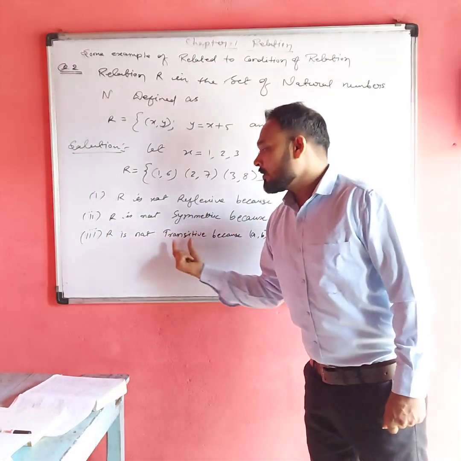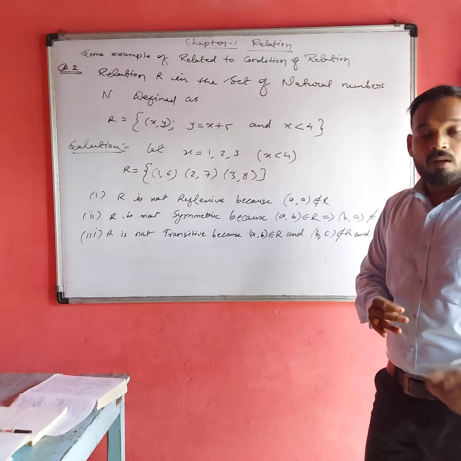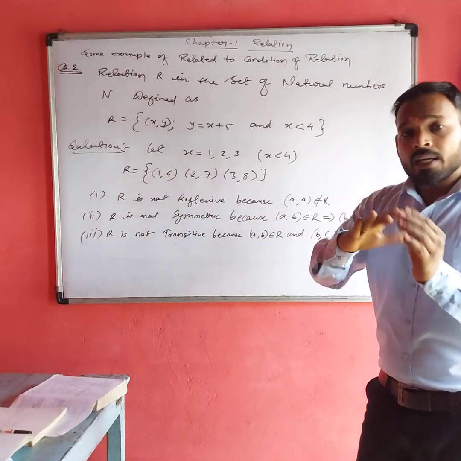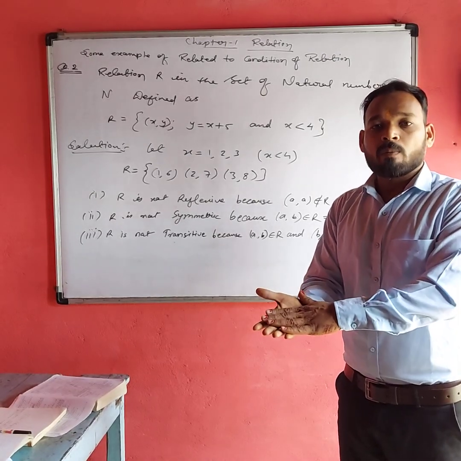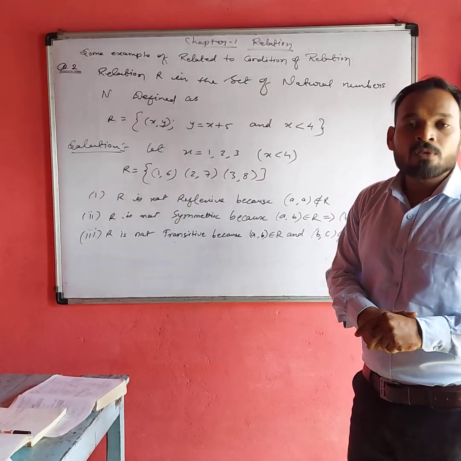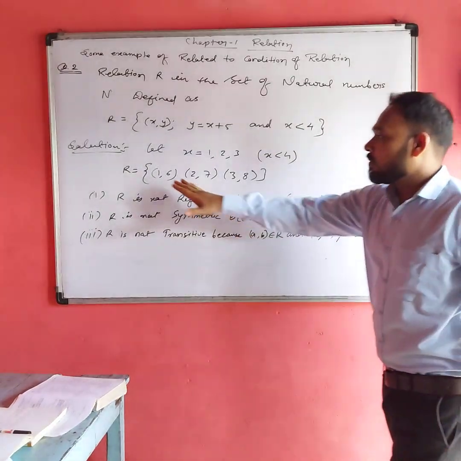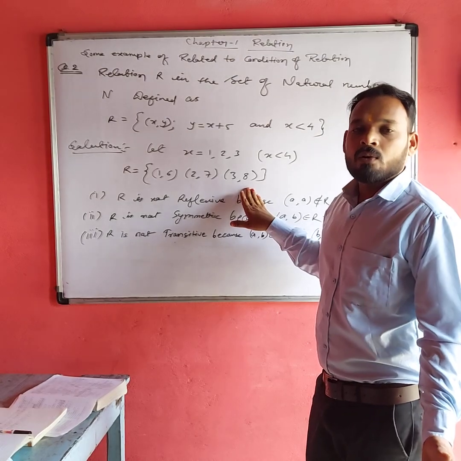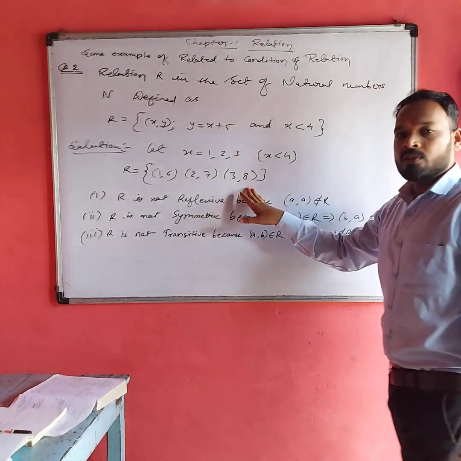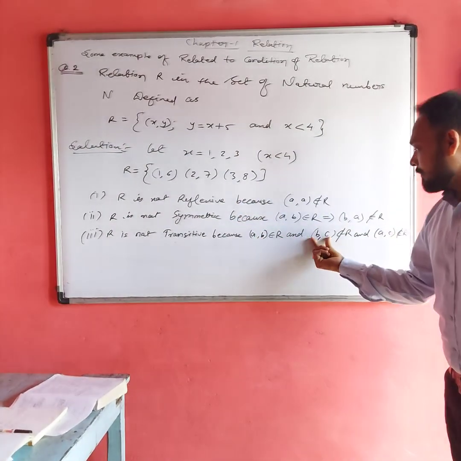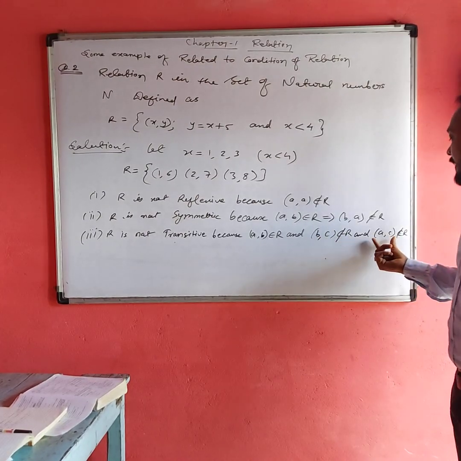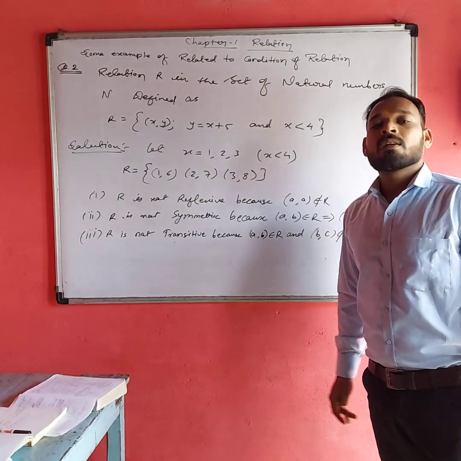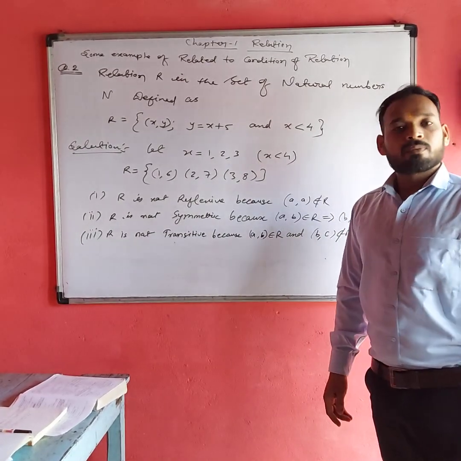Third condition: R is not transitive. For transitive, firstly we see that (a, b) belongs to R and (b, c) belongs to R, then (a, c) must also belong to R. But here (1, 6) belongs to R, but (6, any number) does not belong to R, and (a, c) is not there. So (a, b) belongs to R, but (b, c) does not belong to R and (a, c) does not belong to R. This means R is not transitive.